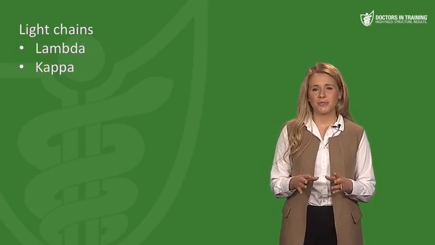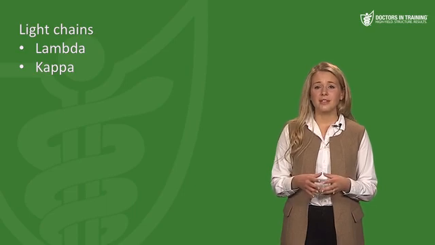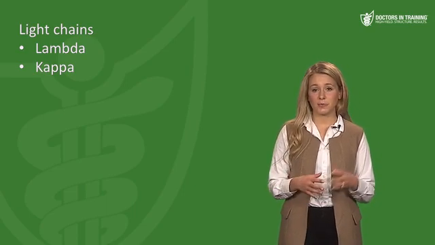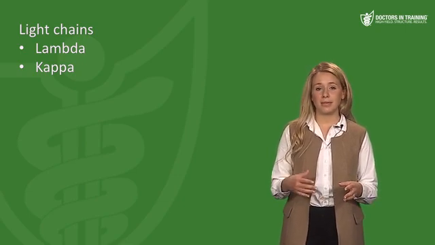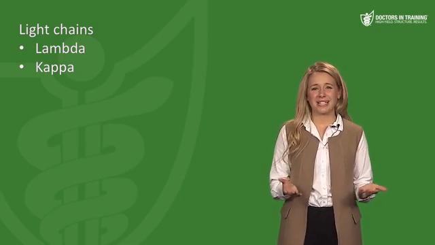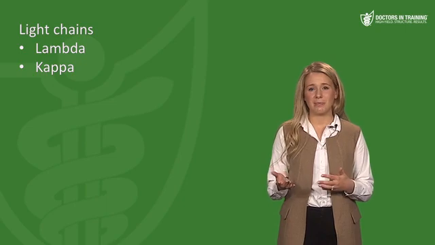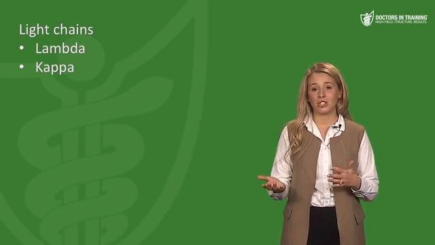There's no functional difference between lambda and kappa chains, not in the same way that there's functional difference between heavy chain isotypes. So an IgM antibody with a lambda light chain is really not that much different from an IgM with a kappa light chain.